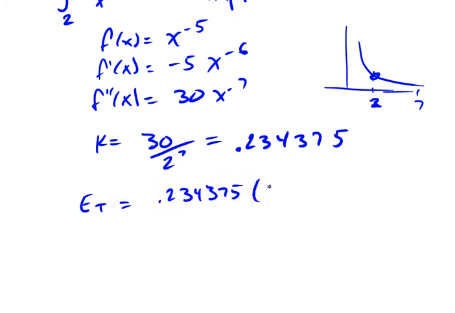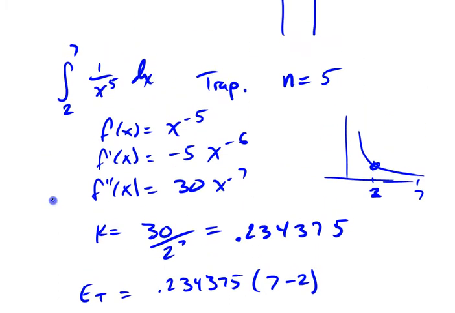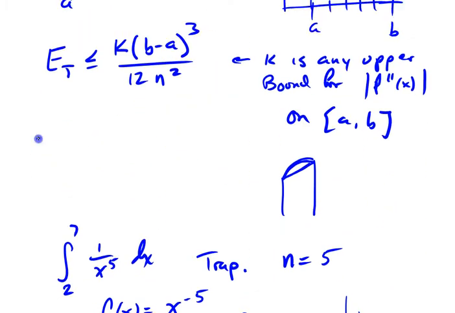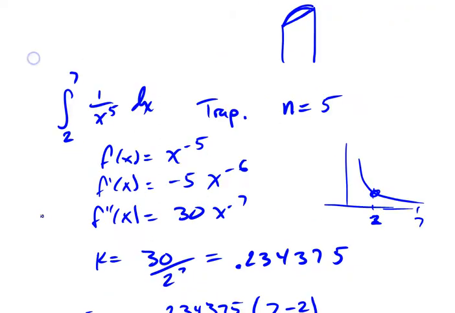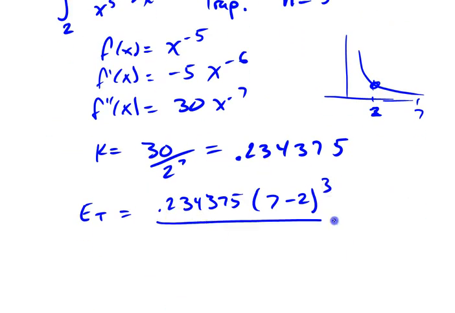So the error now in the trapezoid rule is this K, 0.234375, times (b minus a) cubed, 7 minus 2 cubed. Is that right? Where's that error formula? Yes, b minus a cubed. So let's put a cube right there, over 12 times n squared. So that's 5 squared. And when I calculate that, it's equal to 0.0976, whatever, 56.